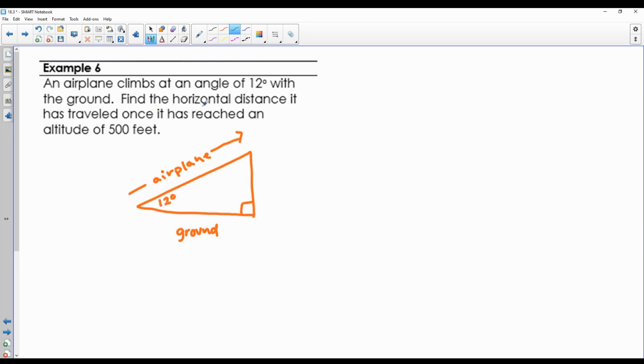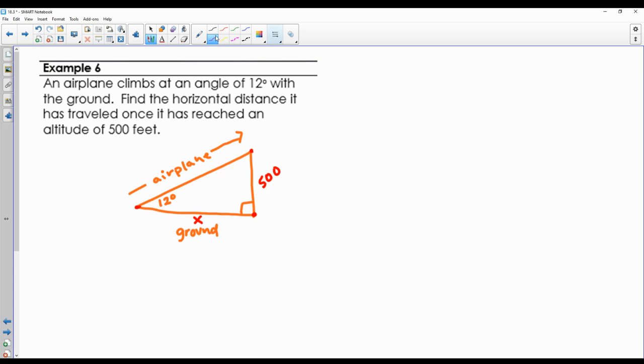We want to know the horizontal distance it has traveled once it has reached an altitude of 500 feet. So just know altitude is a height. That's your vertical distance. So we want to say when that airplane is 500 feet above the ground, how far has it gone horizontally? So this is our X down here. We want to find that ground number. Okay, so that's the only new part, is just drawing your own triangle. They're not going to give you the triangle. You have to draw it.